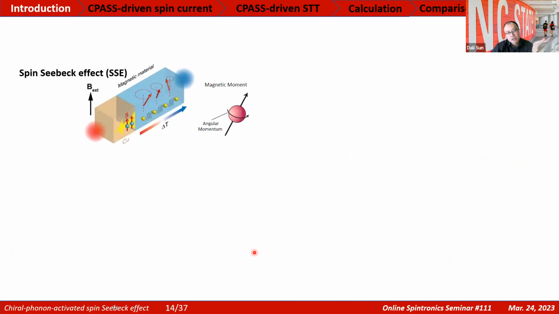As I said, the motivation is straightforward. For spin Seebeck, we need magnetic materials. We apply a temperature gradient to generate the magnons. The magnons have angular momentum, which can be transferred into an adjacent layer, and it transfers the angular momentum and polarizes the spin current at the copper layer. So that's the spin Seebeck effect.